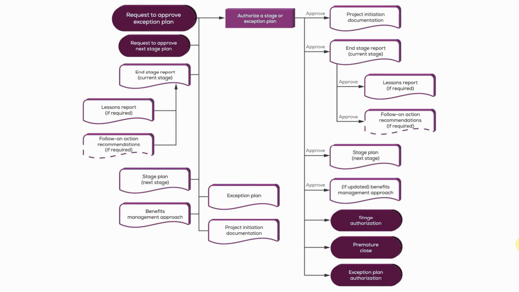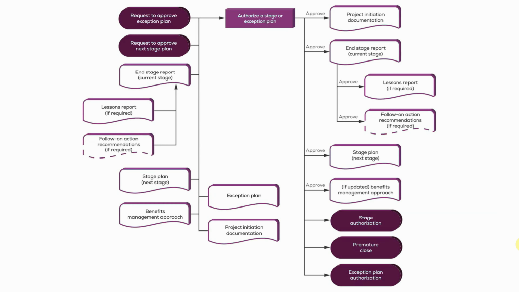So the request to approve the exception plan or the request to approve the stage plan is what triggers this activity. And the project manager will have submitted the outputs of managing a stage boundary. Now, the end stage report will be submitted. It will include, if there have been any relevant lessons learned, associated lessons reports. So they will need to be reviewed by the project board to ensure that they've been incorporated in any future plans, for example, as well as what we call the follow-on recommendations.